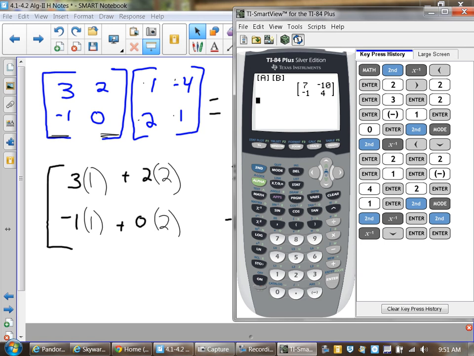All right, hit second, quit. Mode, right next to it. All right, now go second, matrix. And you're doing matrix A times matrix B, so hit enter. Now to go back into matrix and go down to B, just hit the arrow. Yep, now hit enter. There it is. I think you might have missed an entry. This should be it.